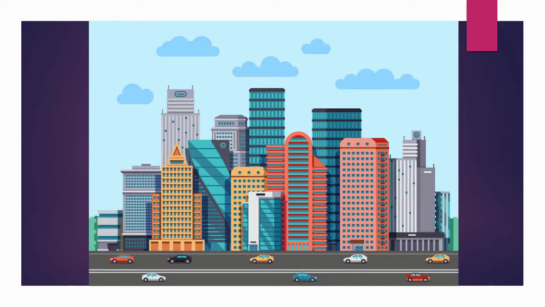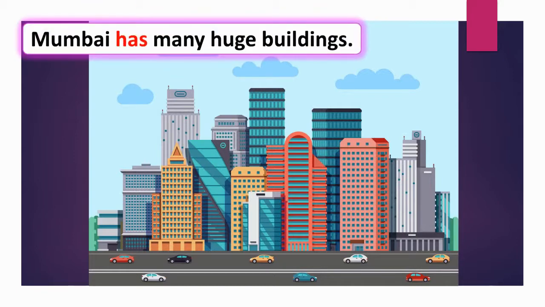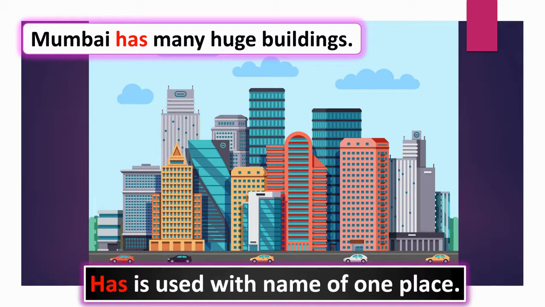Now, see, in this picture you can see there are huge buildings, cars and road. Yes or no? So, Mumbai has many huge buildings. Now, here you can see a name of a city, Mumbai, is mentioned and it is only one. So, that's why we will use has. So, has is used with the name of one place. Now, you all know Mumbai is only one. So, that's why we have to use has.